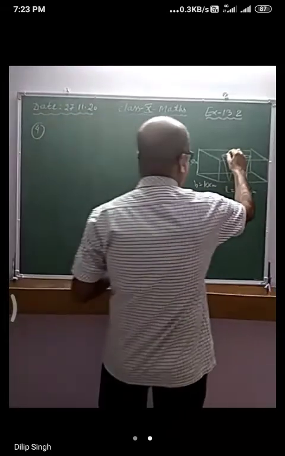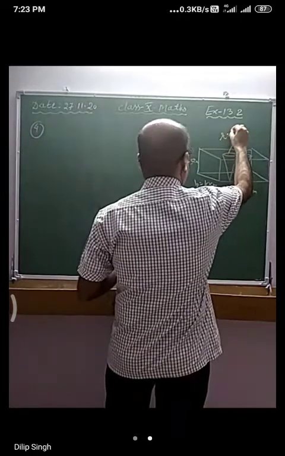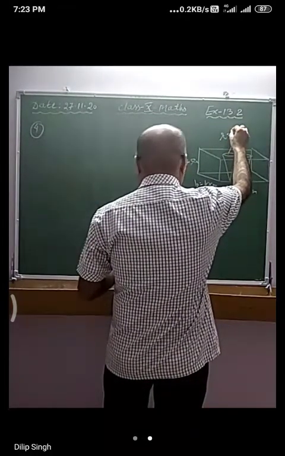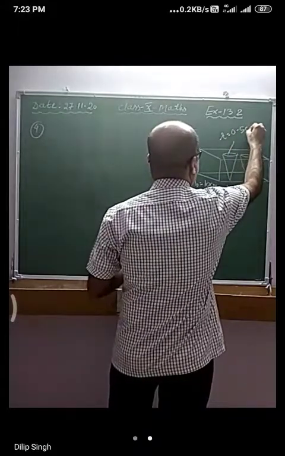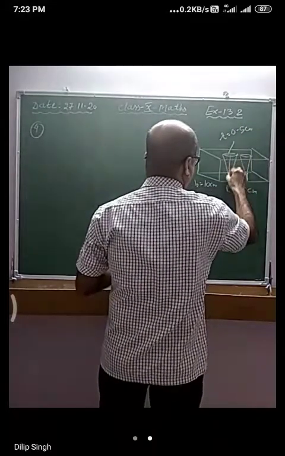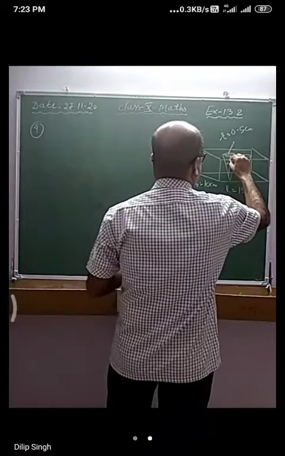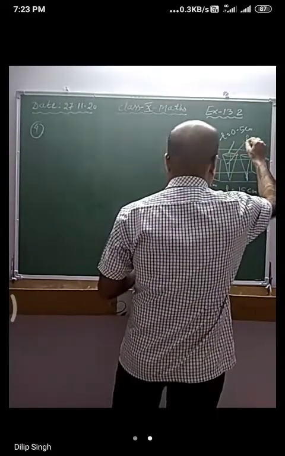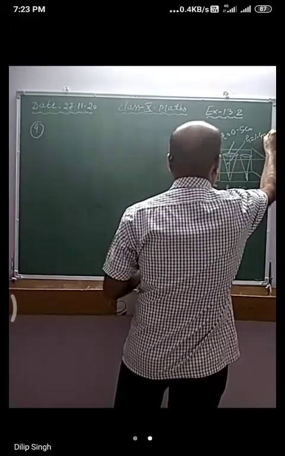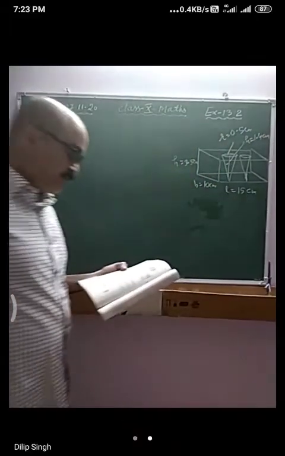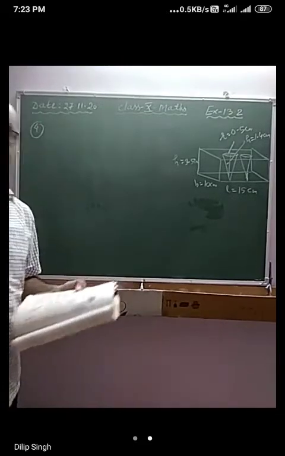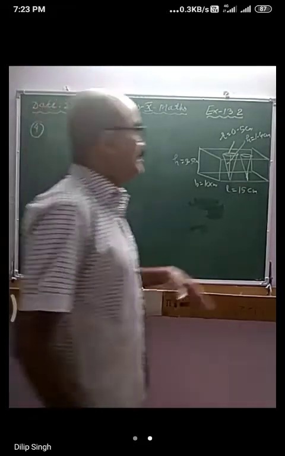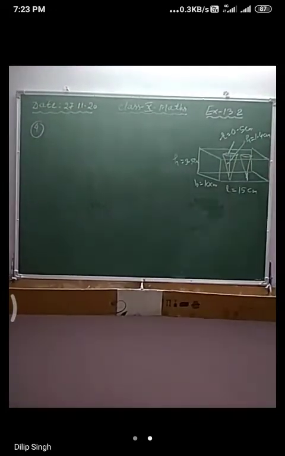The radius of each depression is 0.5 centimeter, and the height of this depression is 1.4 centimeter. So you need to find out the volume of the wood in the entire stand. तो आपको फाइंड आउट करना है कि इस पूरे स्टैंड में कितना वुड यूज हुआ है. So it is very simple.